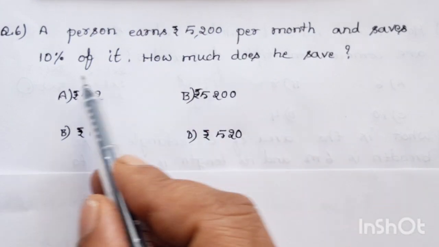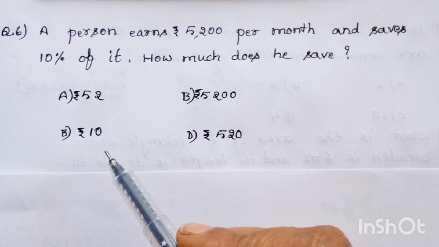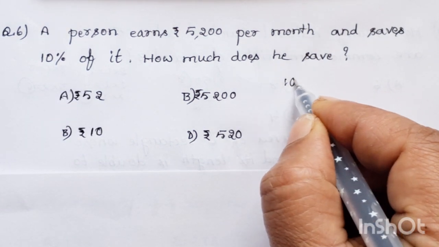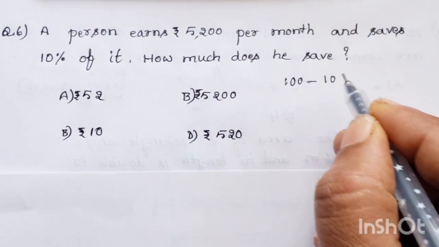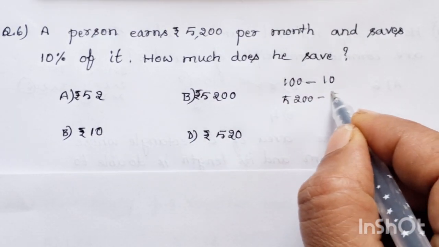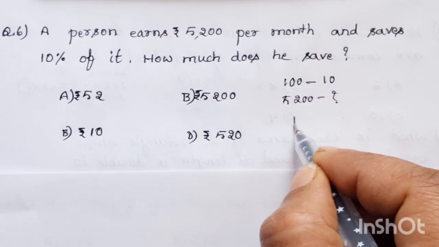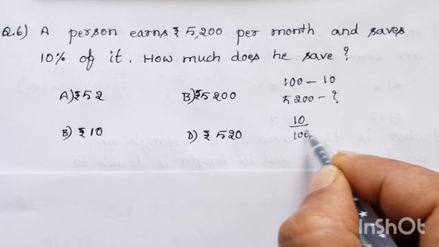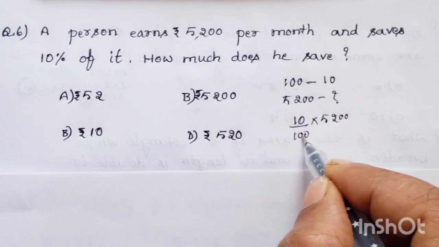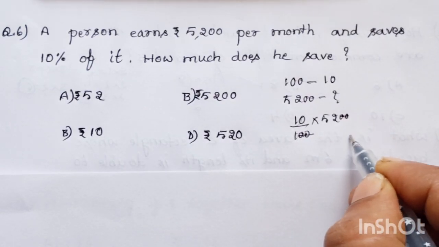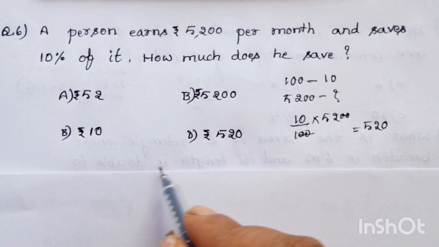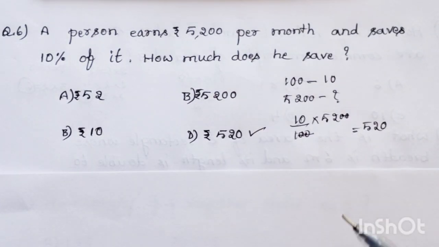And the person earns rupees 5200 and he saves 10% of it. So for 100 rupees he saves 10%, 10 rupees, and for 5200 how much he saves? So for 100 he saves 10 rupees and 5200 how much? So it is 520. Option D is the right answer.